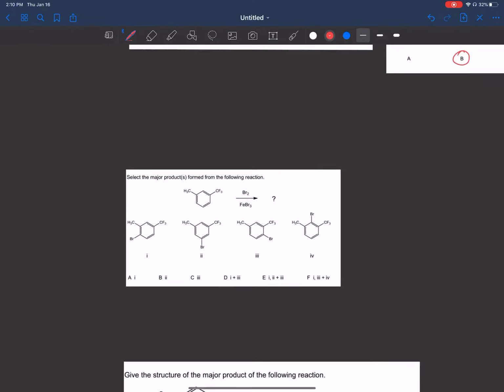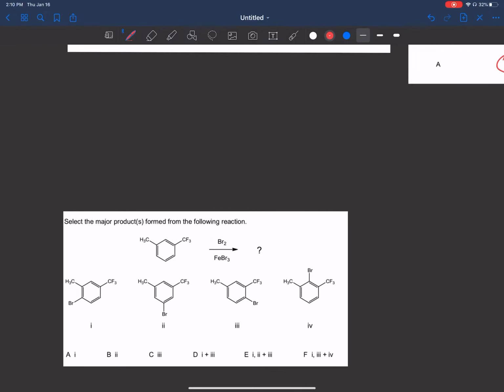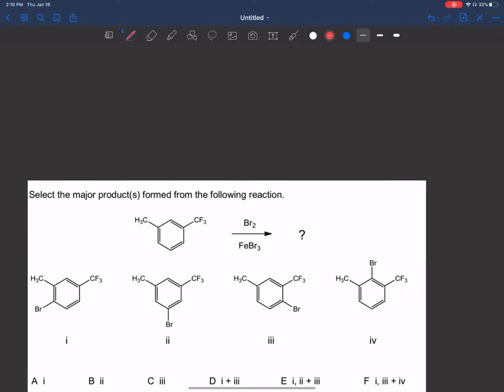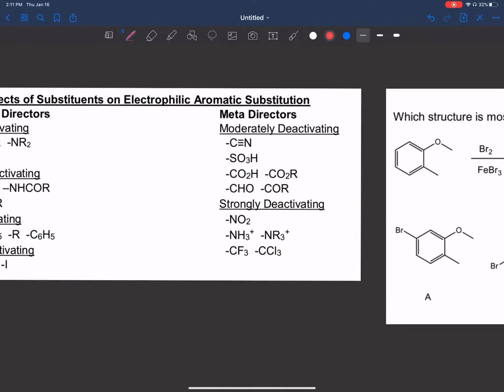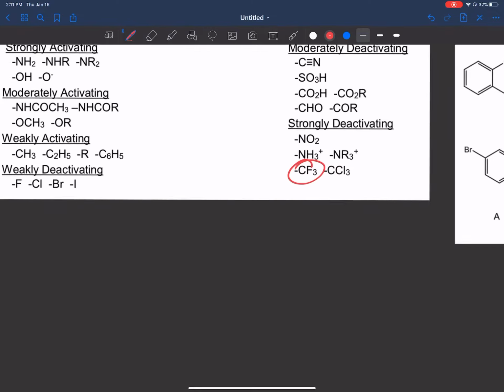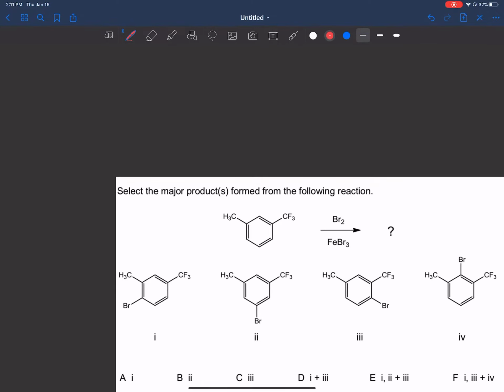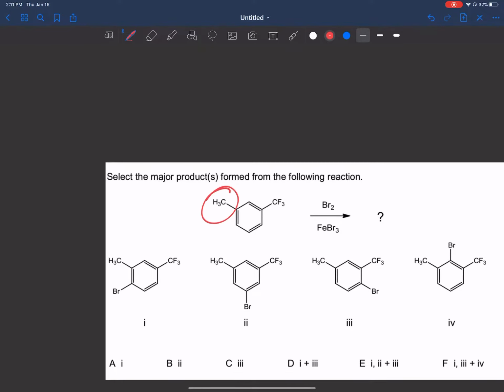Now let's move on to this one. Select the major product of the following reaction. So we have this benzene with the methyl, CF3, and again Br2 over FeBr3. CF3 is a strong deactivating group right here. Methyl is an activating group, weakly activating, but still activating. So remember, we always look at the activating groups to direct. So in this case, we want to direct with the methyl. We're looking at the methyl.